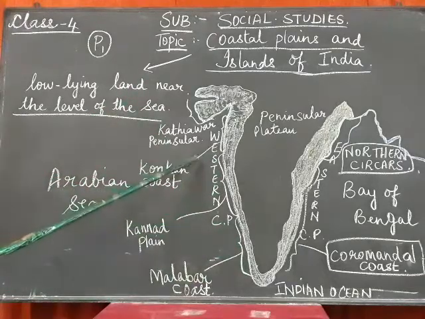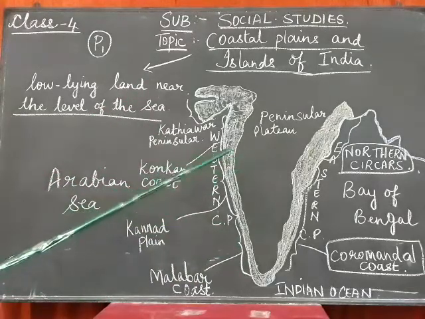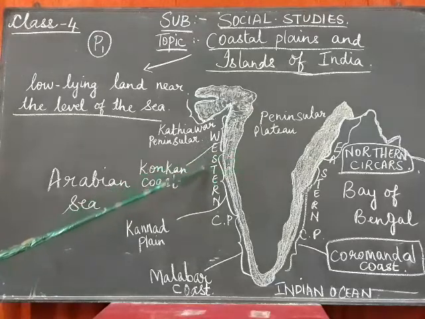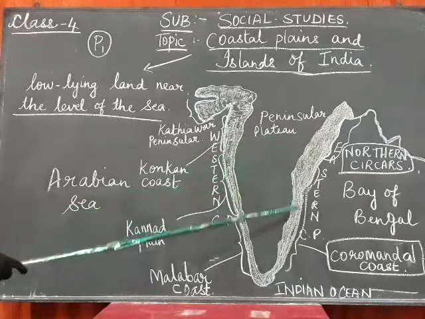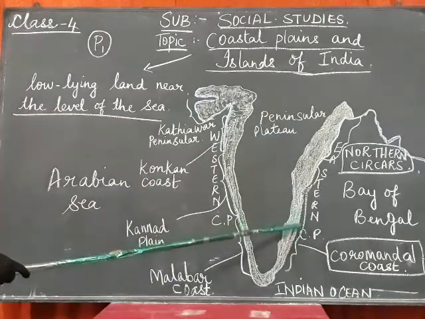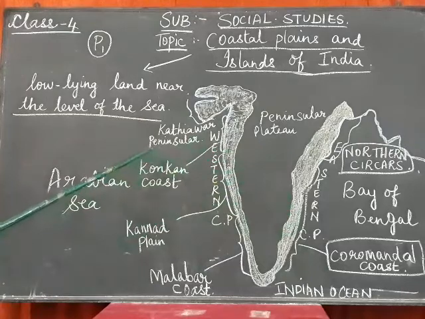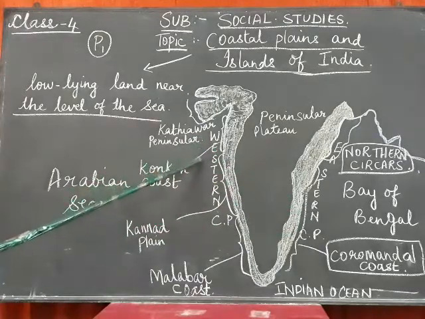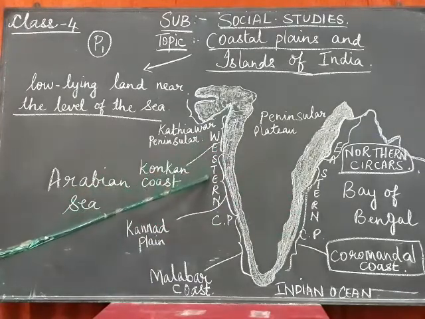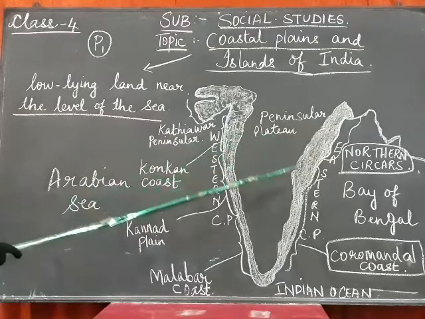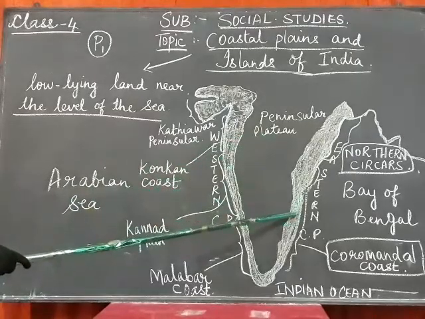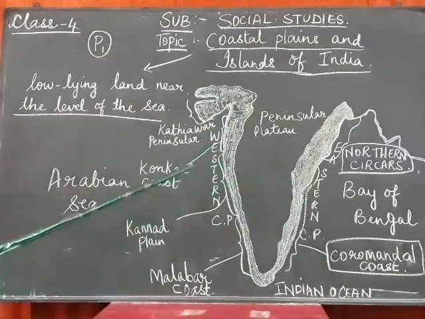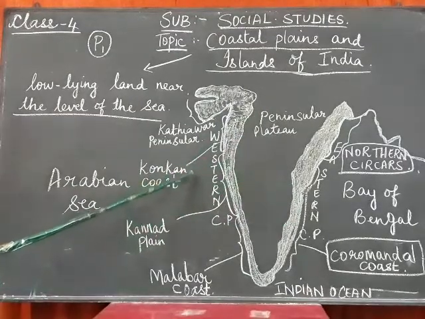So, the coastal plains in India are divided into two: western coastal plains in the west and eastern coastal plains in the east. In India, the coastal plains are divided into how many? Two. One is the western coastal plain in the west, and the eastern coastal plain in the east. Now, how do you tell them apart?